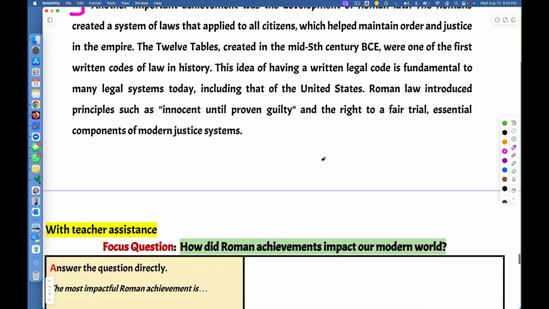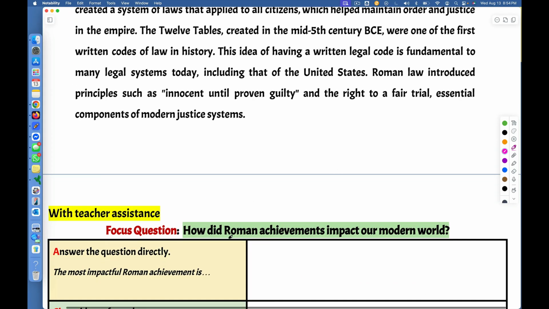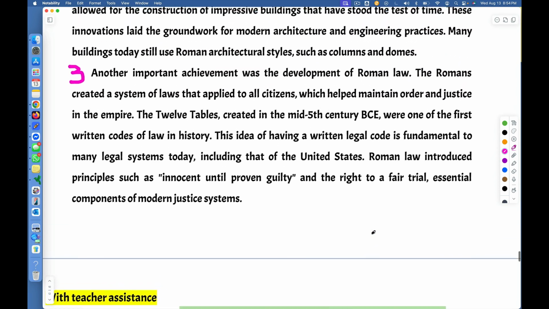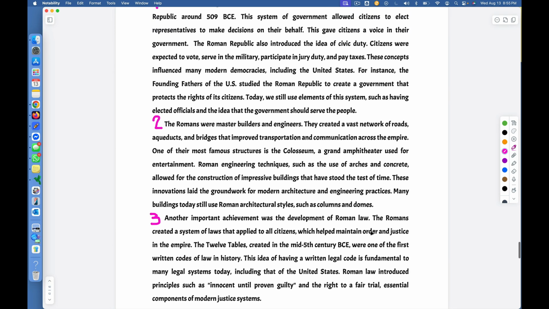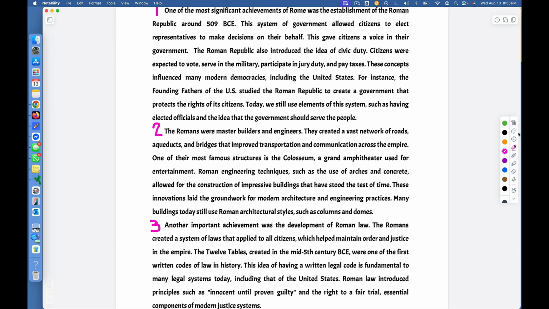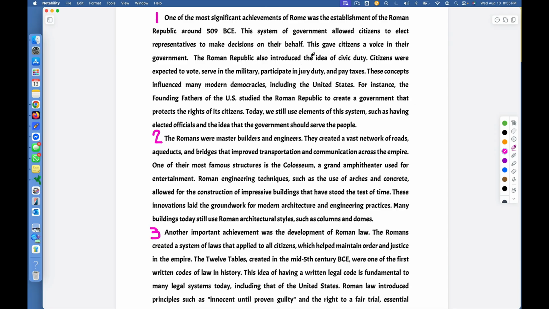Okay, so we read it once. And now our focus is, how did Roman achievements impact our modern world? So just by skimming what we just read, there are 3 main topics. And what we're going to do is box them up. So the first one is the Republic. And I'm going to change colors for the second one.